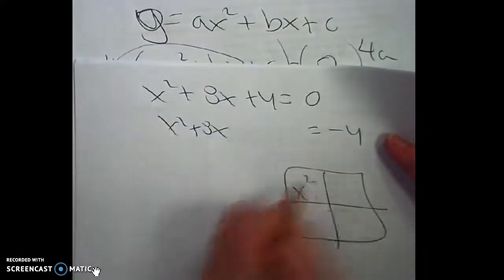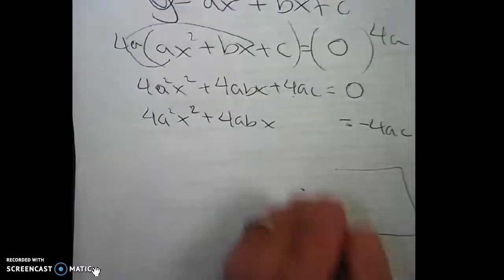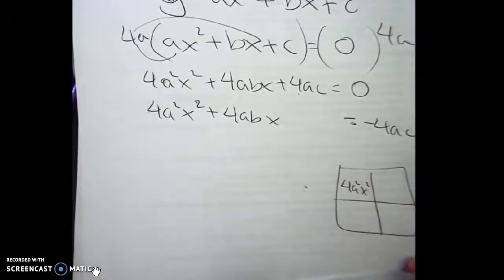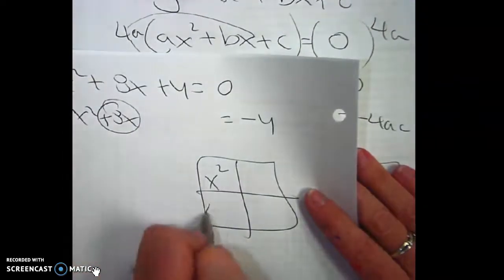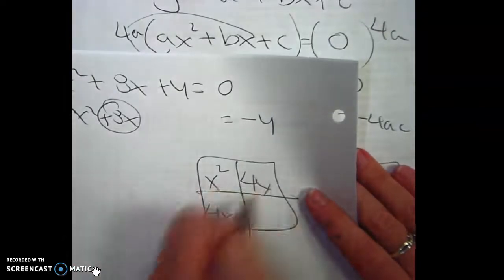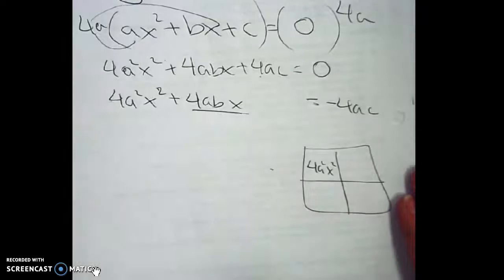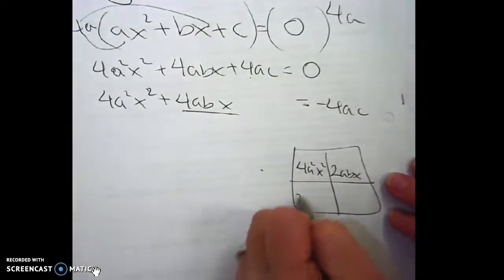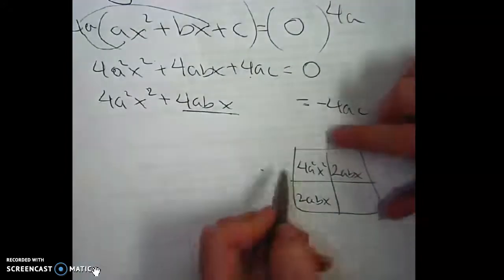This would go in the first spot. So make a box. Let me lift this up a little bit. This goes in the first spot. Okay. And then you would split this up, with the 8x it was 4x and 4x. So now you're going to take this and split it up. Okay. Which is 2abx and 2abx. And now you got to make sure it's a square.